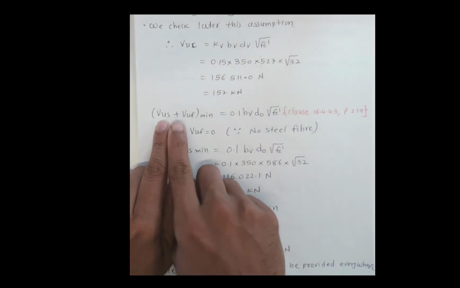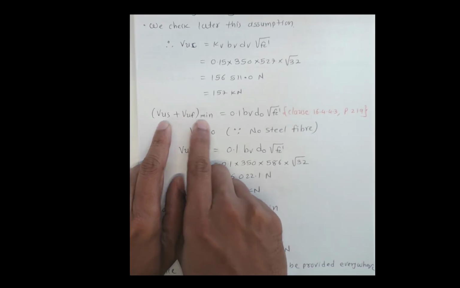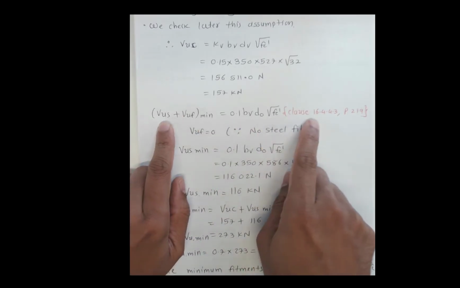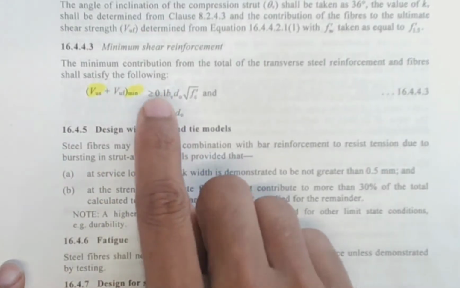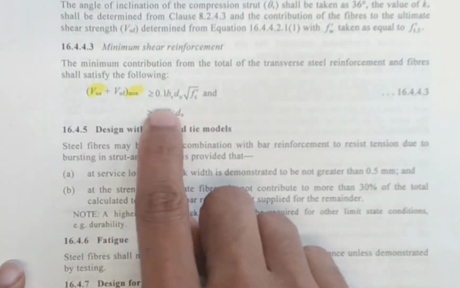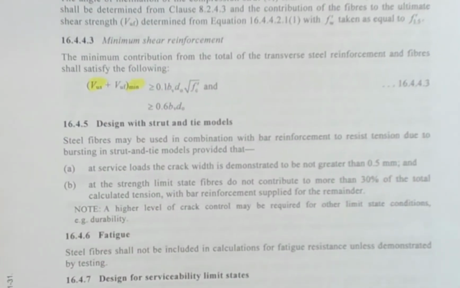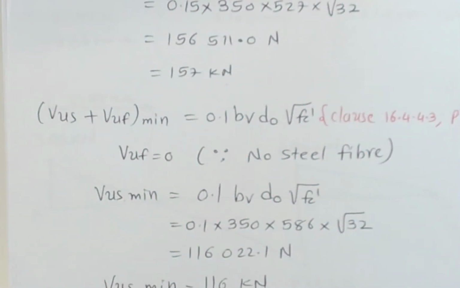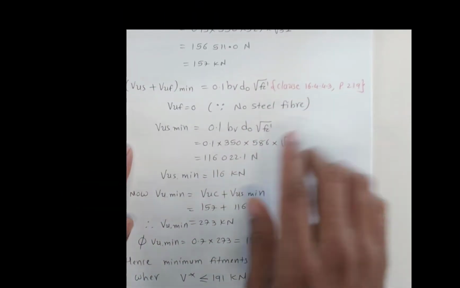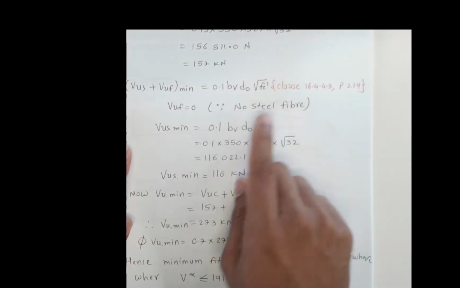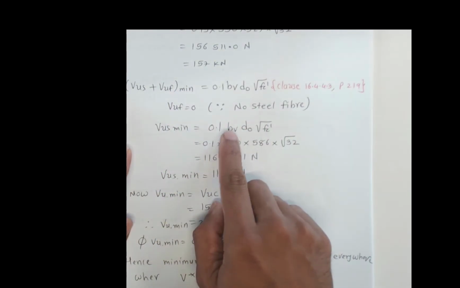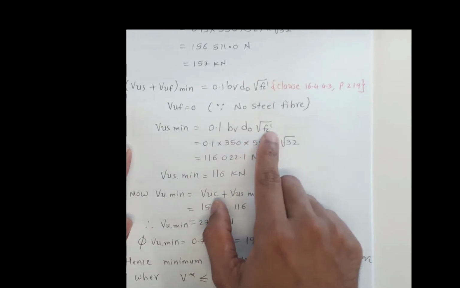We stopped here. Now we need to calculate VU as minimum. This equation is given in clause 16.4.4.3 on page number 290 in AS 3600. So that is written here clearly, and that's copied here. Now in this case VUF equals 0 because we don't have any steel fibers, and VUS minimum equals 0.1 BV D0 square root FC.